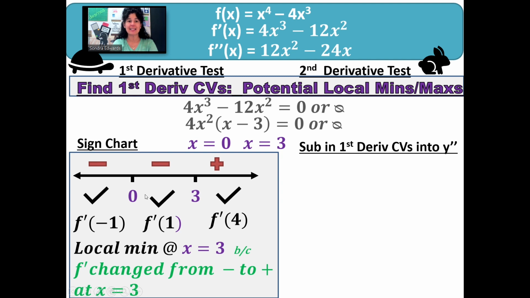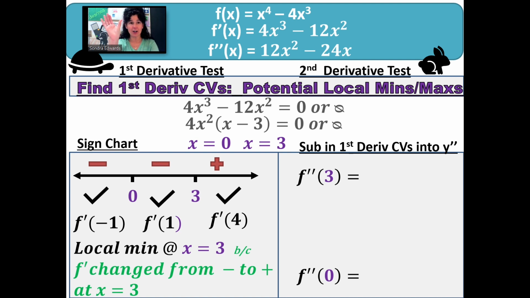Instead of making a sign chart with those first derivative critical values that are possible mins and maxes, we're going to simply substitute those numbers into the second derivative. Now, when you plug a number into the second derivative, it tells you the concavity. If you get a positive answer, you're on a concave up, and if you get a negative answer, you're on a concave down. So starting here, if I substitute 3 into the second derivative, I get out a positive answer.